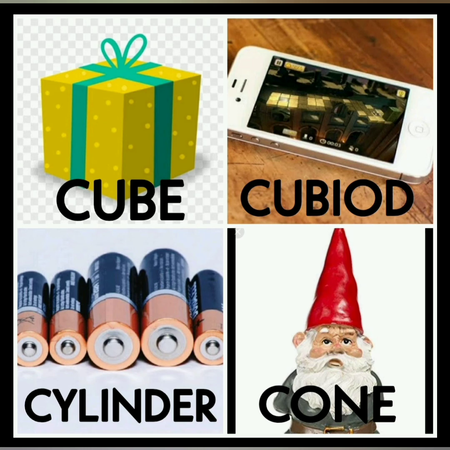The fourth figure that we can see is of a cone. It is basically the cap of a garden gnome. The cap of the garden gnome is really pointed. It is because it prevents birds from sitting on it and also humans from stepping on it.